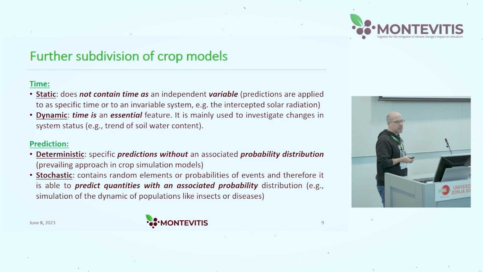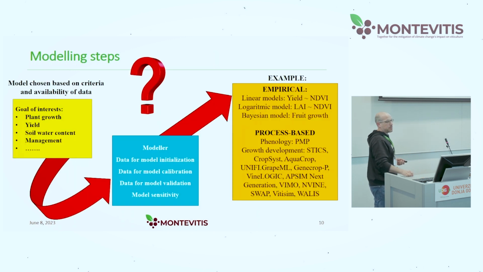Considering also the other two subdivisions, we have static models that do not contain time as an independent variable. That could be, for example, the intercepted solar radiation in a specific day. Or we have the dynamic models in which, for example, we have the trend of soil water content within the soil or also in the plant. So there are two different aspects that can be done. Also, we have the prediction that could be deterministic or stochastic. And here, clearly, you know more than me in this aspect.